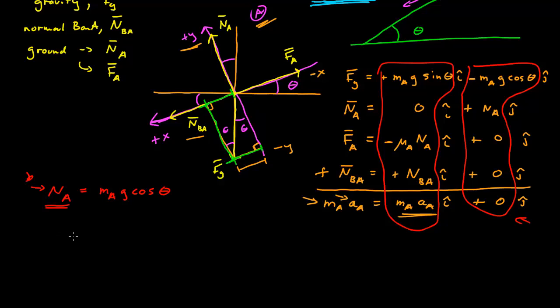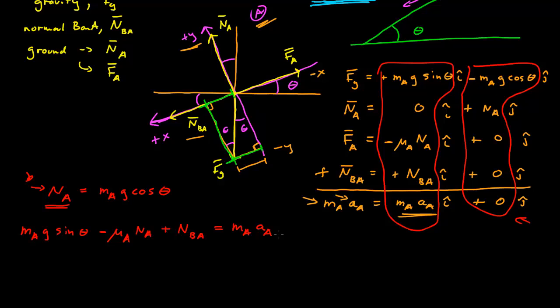Now, if I look at the x components, I get that mass of A times g sine theta minus mu sub A times N sub A plus N sub B of A, the normal force of B on A, is equal to the mass of A times the acceleration of A.